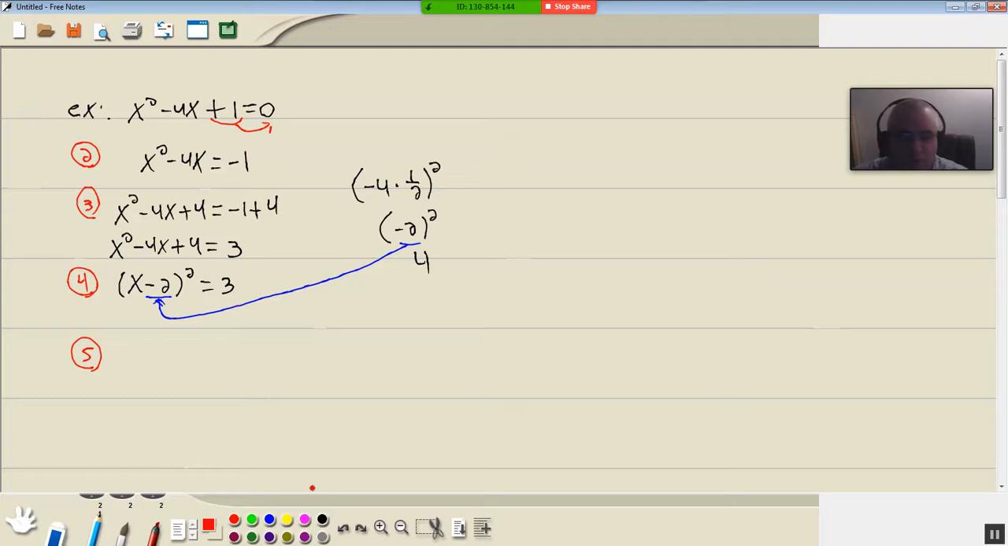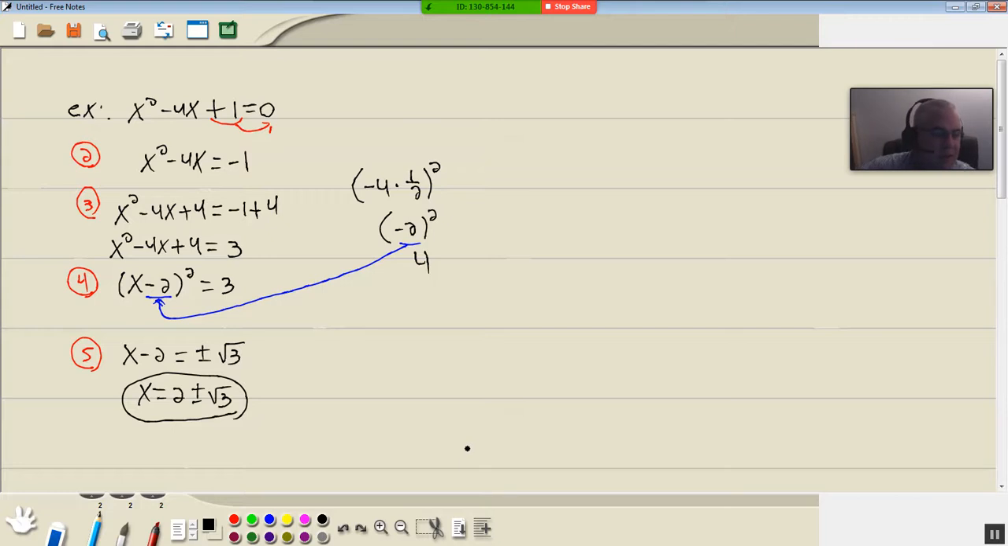Step 5. Use the square root property to solve for x. Square root property says you drop your squared and you put a plus or minus square root on the other side. Now take the negative 2 over, so we get x equals 2 plus or minus square root of 3. And that would be our answer.